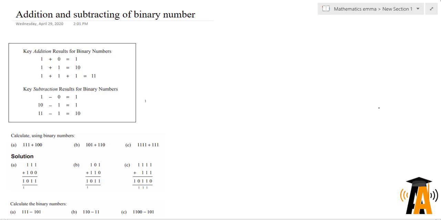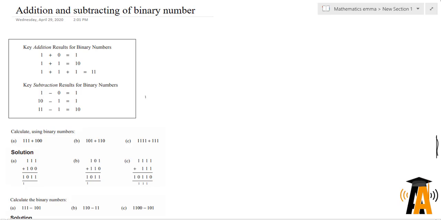So we have some few examples here. Calculate using binary numbers. We have the first one as 111 plus 100. So from here we do simple addition in base 2. Since binary is in base 2, 1 plus 0 is 1, 1 plus 0 is 1, and 1 plus 1 is 10 in binary. Number 2, we have 1 plus 0 again is 1, 0 plus 1 is 1, and 1 plus 1 again is 10.